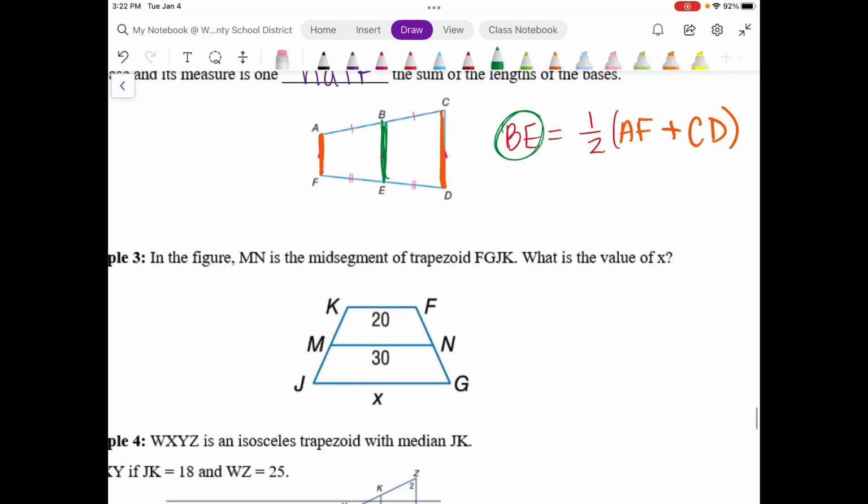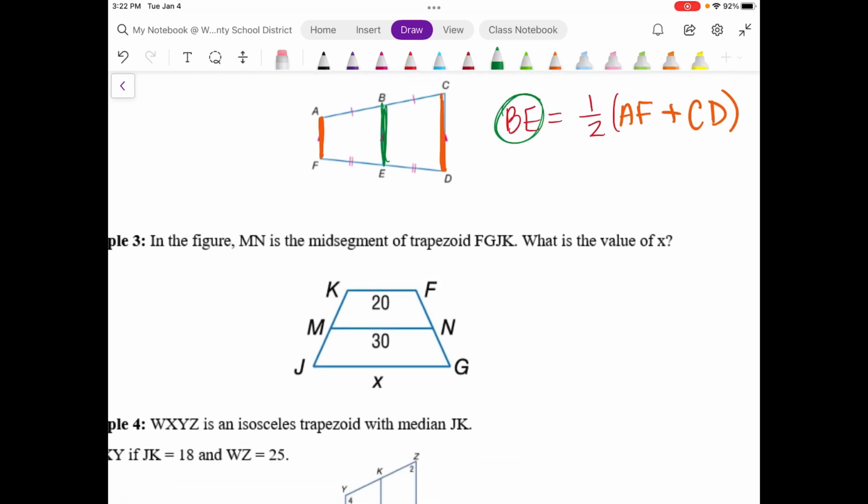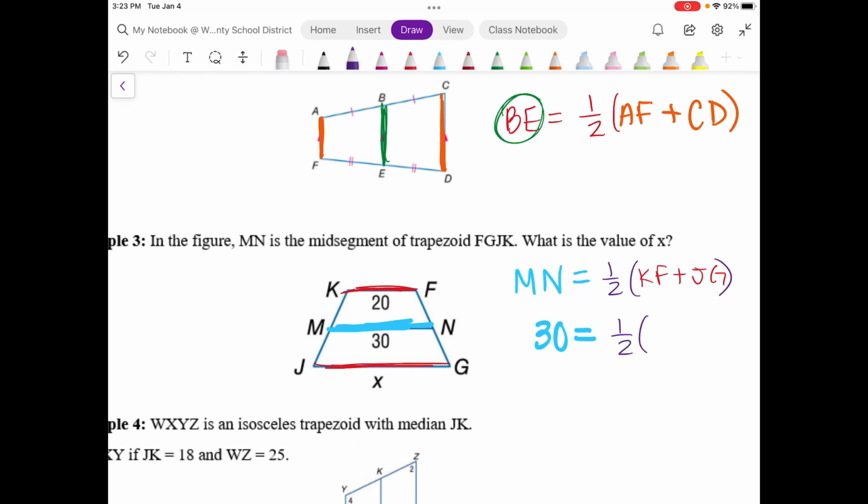Okay, so let's put that into practice. Kind of using that equation there that we created. So I know that the middle section, in this case MN, is going to equal half the two ends added up. So the two ends here are KF and JG. So let's fill in what we know, okay? We know MN this time. This is 30. And 1/2 is here. KF is 20, so I can keep that there. And JG is actually labeled as X, so I'm going to replace that with an X.